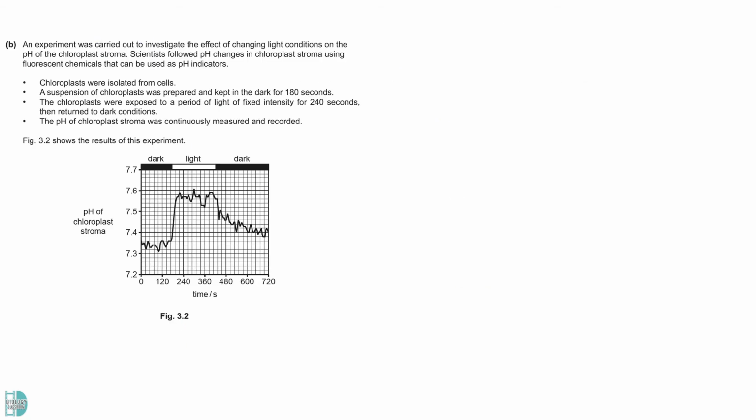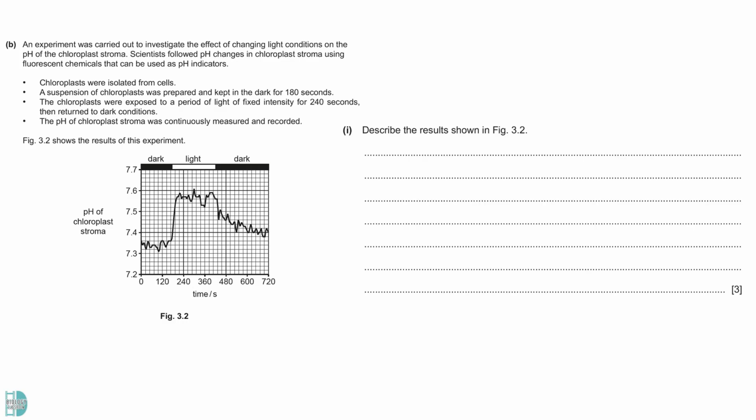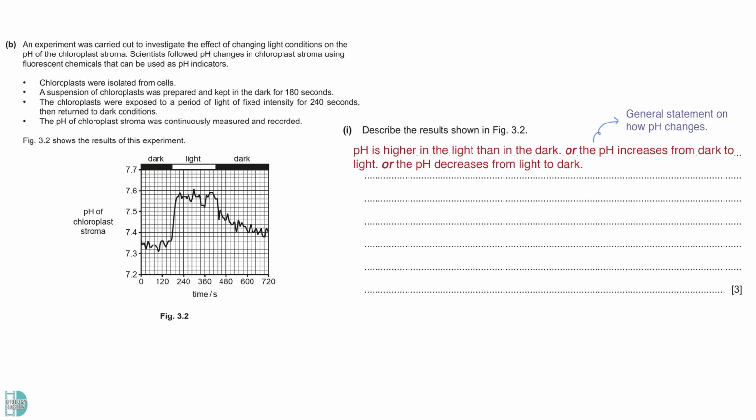B is about an experiment on the effect of changing light conditions on the pH of the chloroplast stroma. Figure 3.2 shows how the pH changes in the stroma in dark and light conditions. 1. Describe the results shown in Figure 3.2. Firstly, give the general statement. The pH is higher in the light than in the dark.